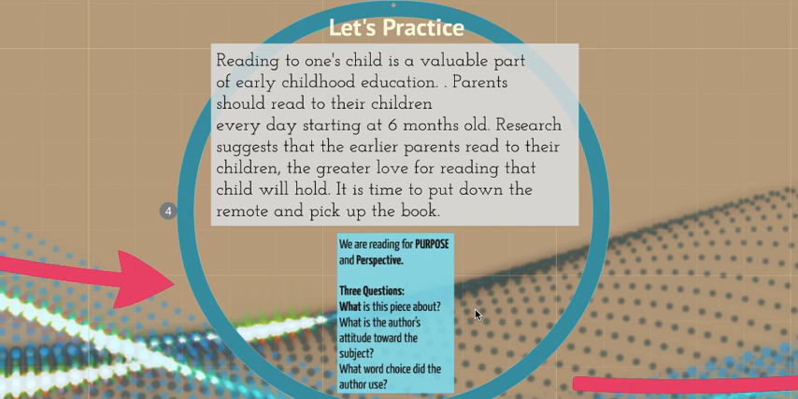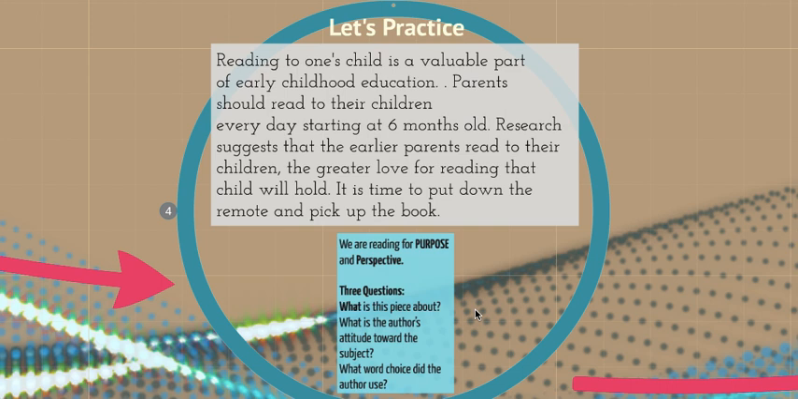Okay, so what is this piece about? This piece is about reading to one's children early on, starting super early, age 6 months old. So that's what the piece is about, reading to one's child, right? What is the author's attitude toward this subject?